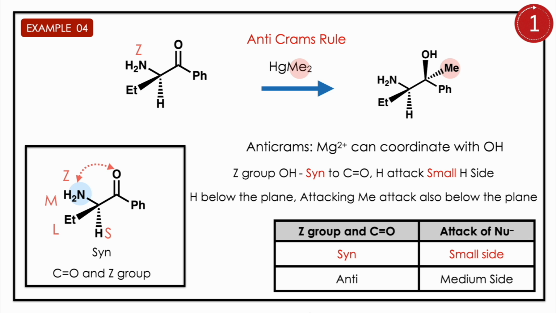First we will label the Z group, large group, medium and small group. Here the large group is ethyl, the small group is hydrogen, and the medium and Z group is amine. The relationship between carbonyl and amine is syn to each other. According to the table, Z group and carbonyl syn to each other means small side attack. Here the small group is hydrogen, so the attack happens below the plane. So methyl attacks below, OH comes above. The concept you have to learn here is that the Z group need not be the large group. Sometimes it can be a medium group. It decides the final product.